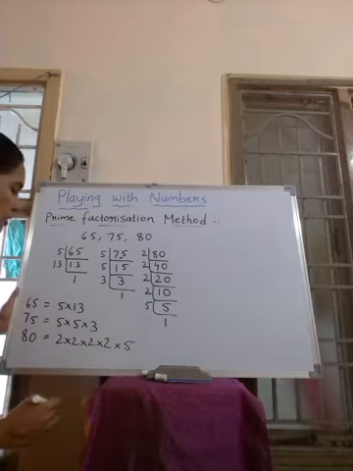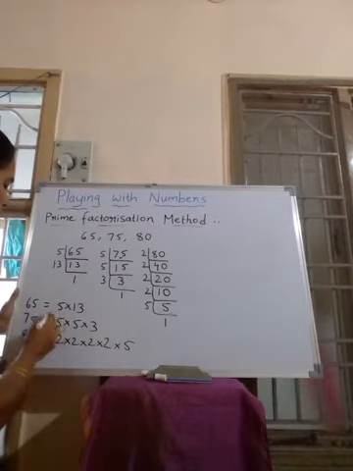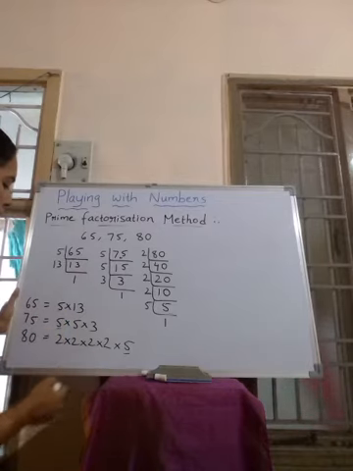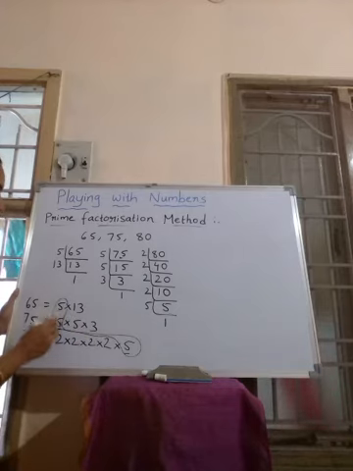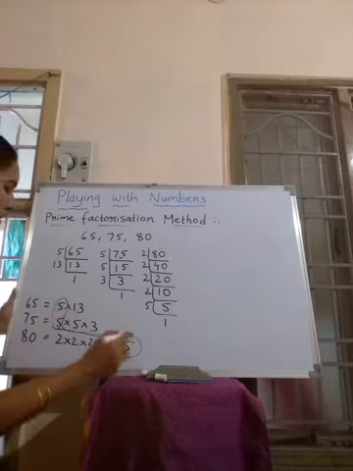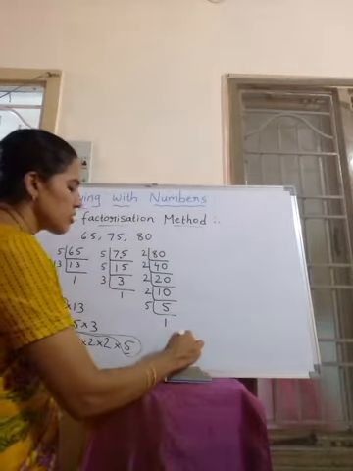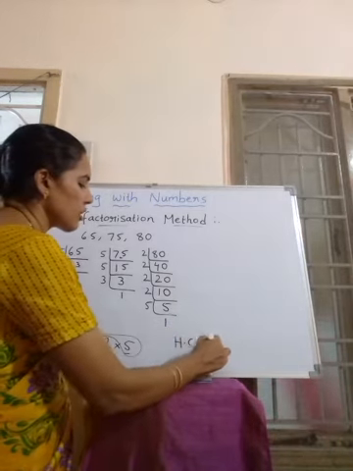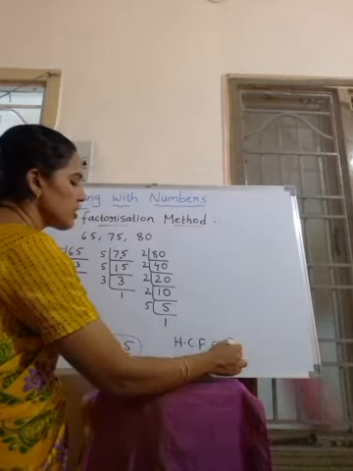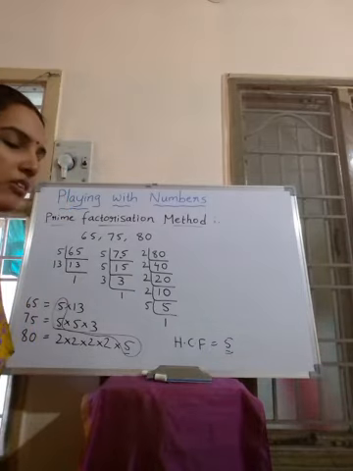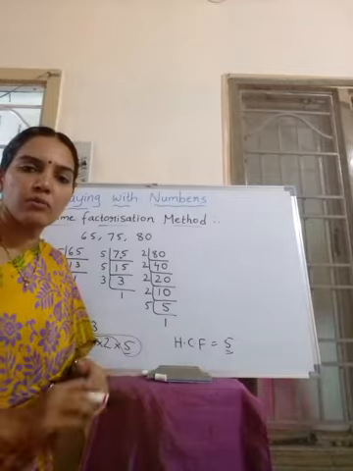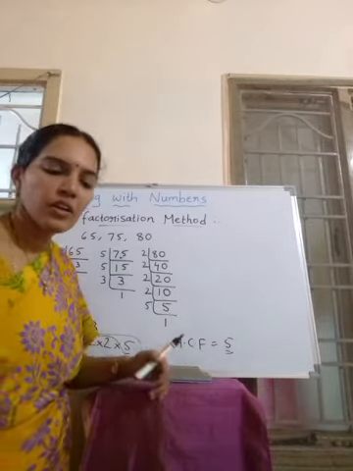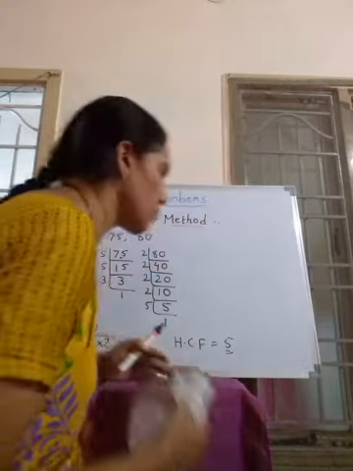I am circling the common factor 5. Only this 5 is common for all the 3. Therefore, we say that HCF, the common factor for all the 3 numbers, is 5. 5 is the HCF. This method is known as the prime factorization method. Now let's find the HCF using the division method.